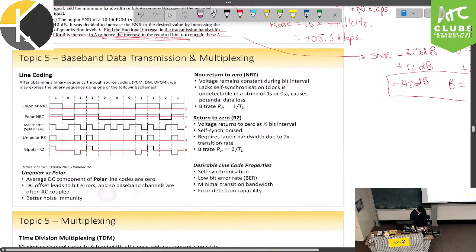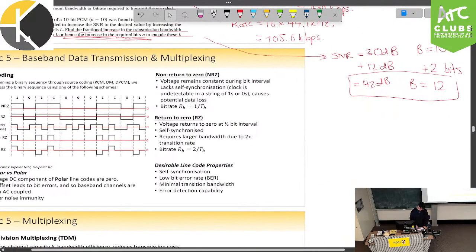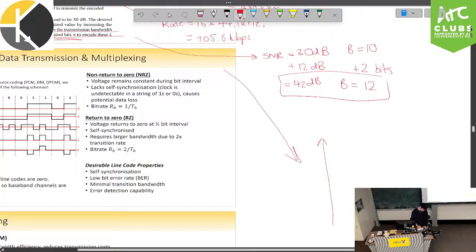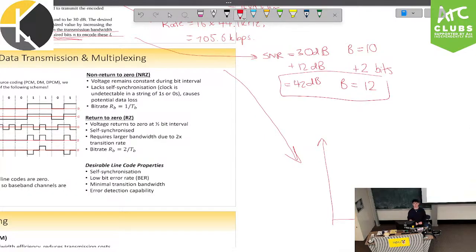Moving on to topic 5. Before I start topic 5, I just want to explain something very quickly to do with the overview of this course. So there's 2 different main ways to transmit digital signals. One is being the baseband, which is bound between 0 and some bandwidth. This is what is covered in topic 5.